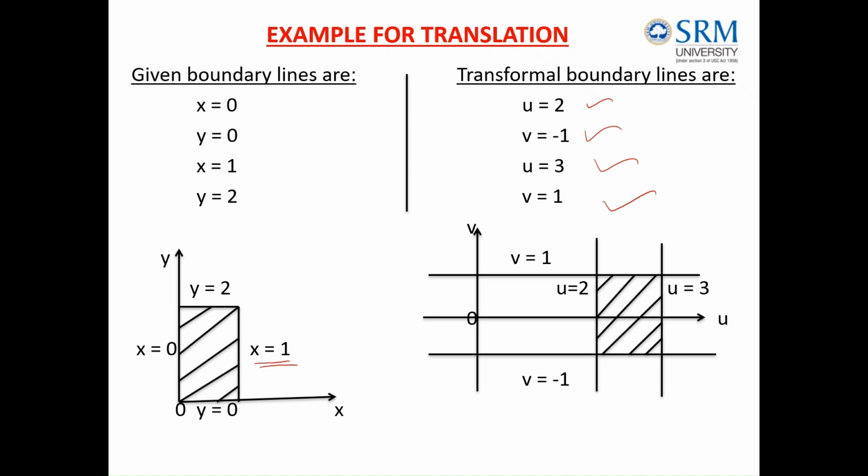So the transformation given here is a translation. So we are getting the image which is moved from the position which is touching the origin. Now in the image it is moved to some other position.